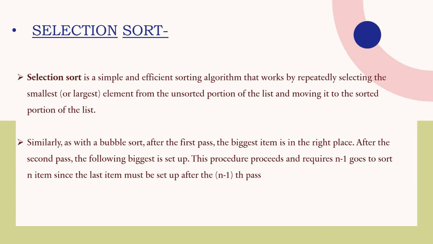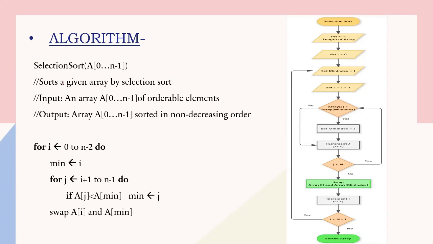Algorithm. The selection sort algorithm requires an input, that is an array of 0 to n-1 orderable elements, and the output of the algorithm will be a sorted array in non-decreasing order. For i equals 0 to n minus 2 do, min equals i. For j equals i plus 1 to n minus 1 do, if A[j] is less than A[min], min equals j. Swap A[i] and A[min].